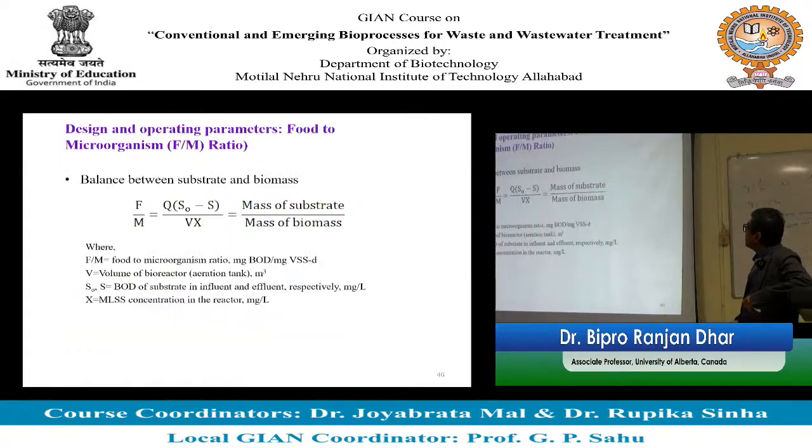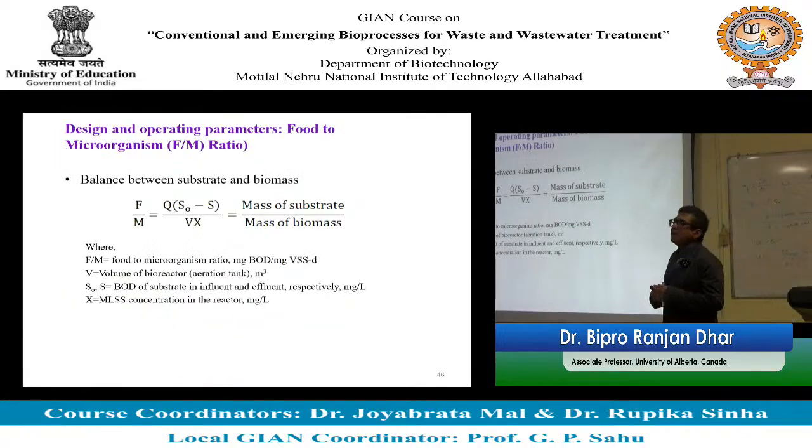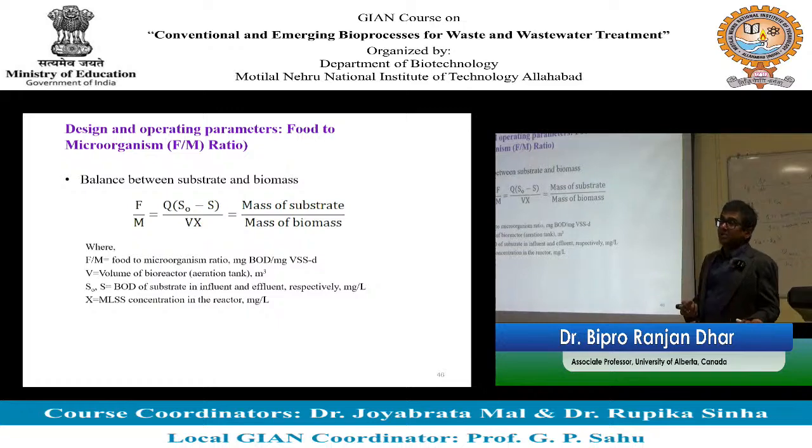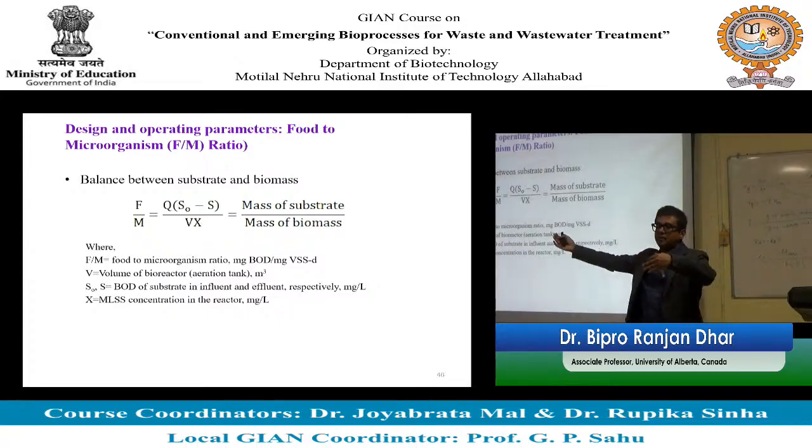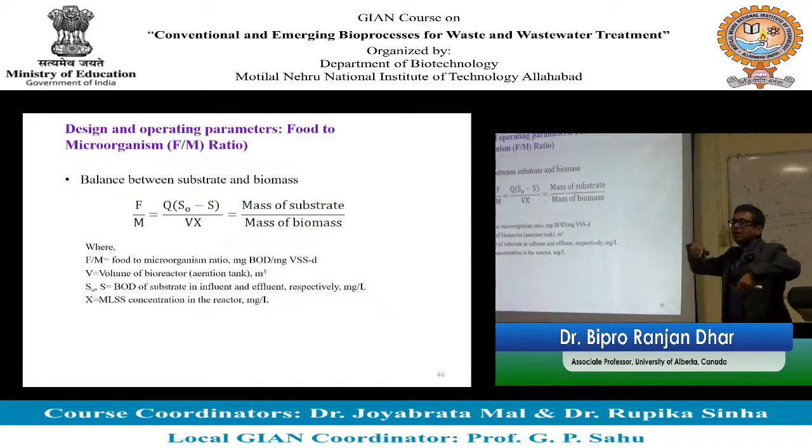Another term I mentioned is organic loading rate. We sometimes also calculate the food to microorganism ratio for the process, to see whether you are overloading the system or not. How can we calculate the food to microorganism ratio? This is basically a balance between substrate and biomass. How can we calculate the mass of substrate in the system? It's going to be your flow rate, and your substrate in at a certain concentration, and substrate out. From the difference we can calculate the mass of substrate inside the system.